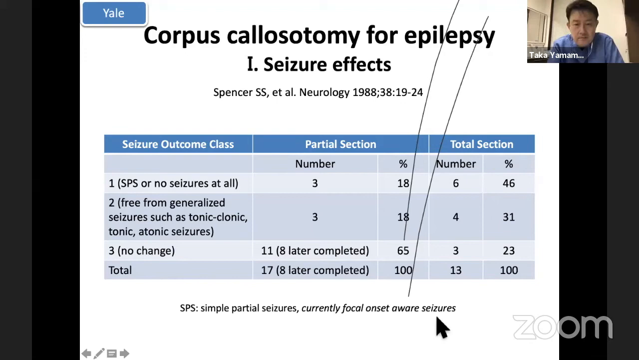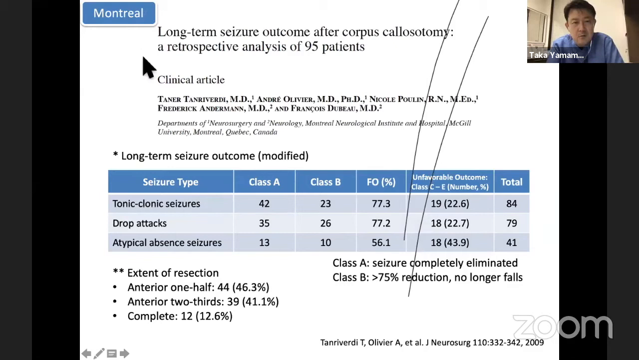This is from Montreal, and the seizure types here are tonic-clonic seizures, drop attacks, and atypical absence seizures. Tonic-clonic seizures and drop attacks have a good outcome here, right? 77%. But atypical absence is not as good, 56%.